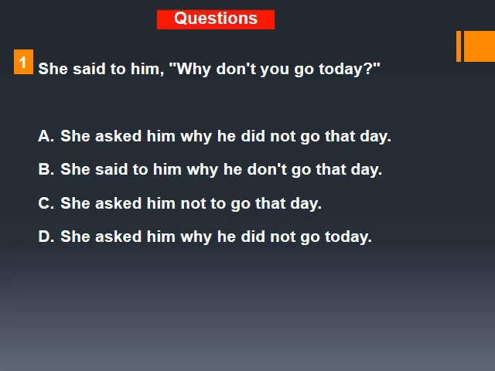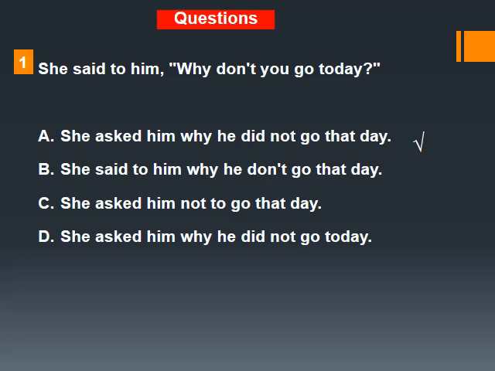And also you know that today should not be used, like now should be converted to then. So today will always be changed to that day. So options A and C will be like, she asked him why he didn't go that day. She asked him not to go that day. So why he didn't go that day is the correct answer because why, that should be there. So she asked him why he did not go that day. That is the correct answer.